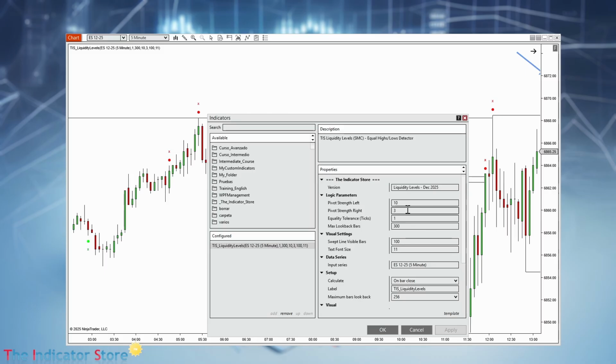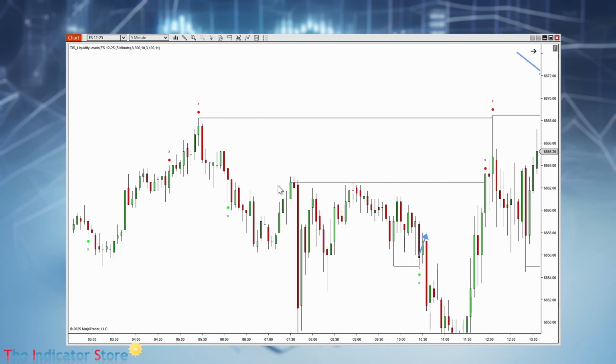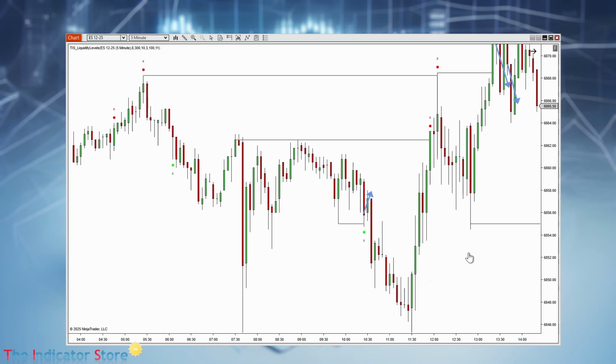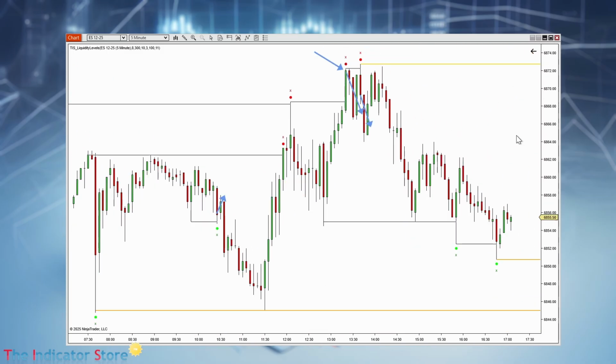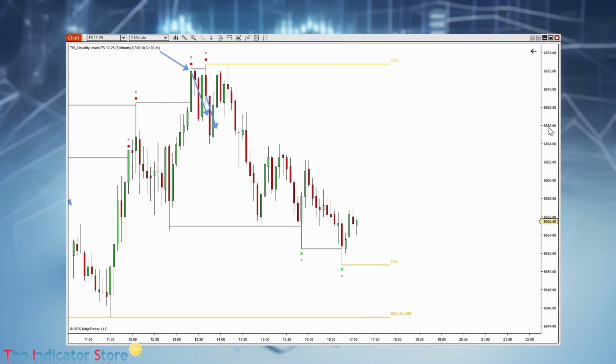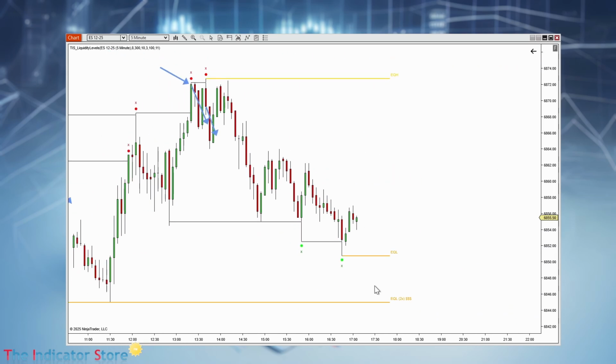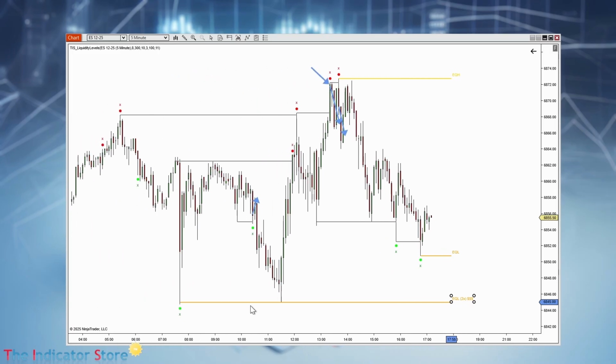This is Standard & Poor's, so 2 points is 8 ticks. With 8 ticks of tolerance, those two levels are considered the same level. What we see here, the important for live trading are the golden lines. Here we can see 2 times. That means there were more than one level, this level and this level.